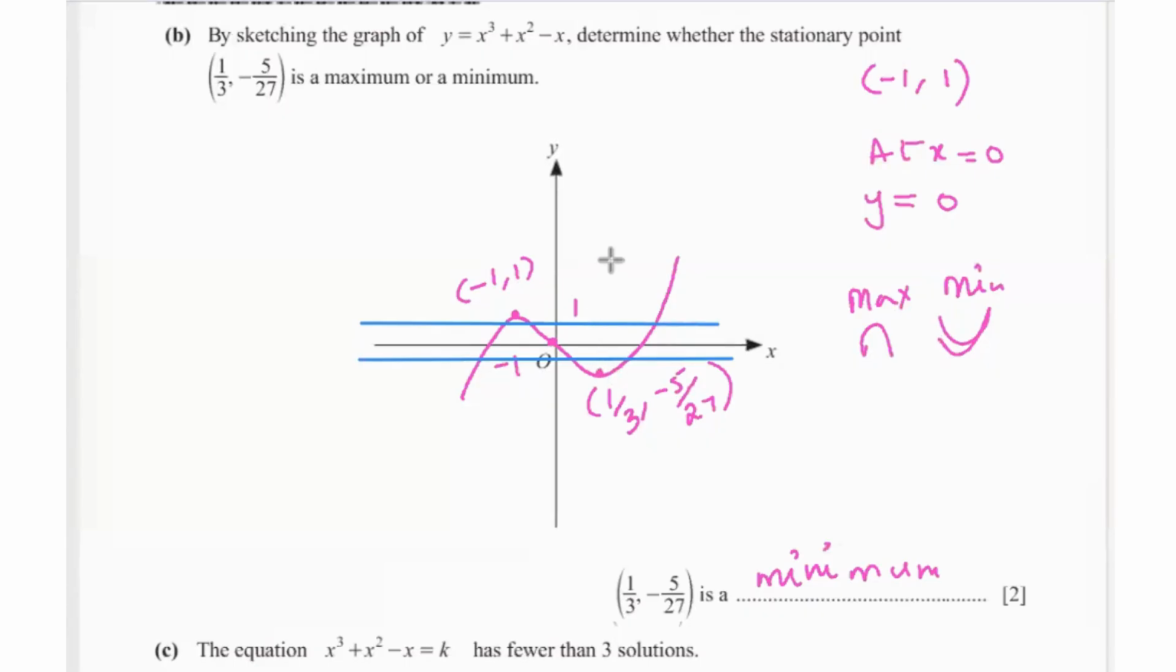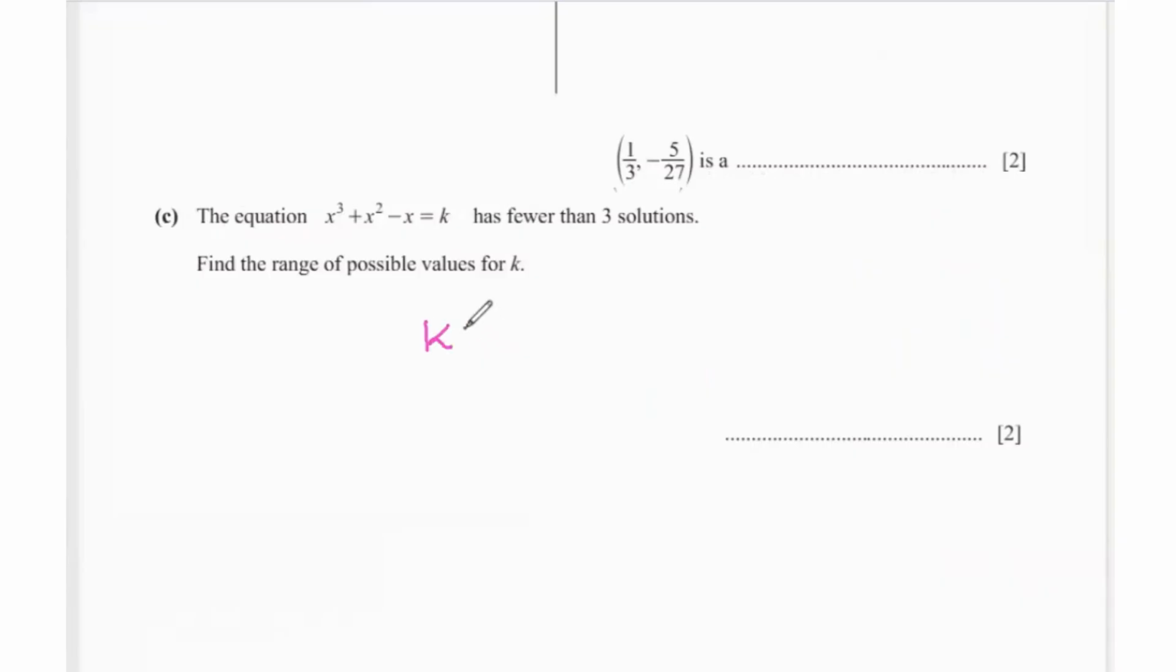So the range of values for k are going to be, k can either be greater than 1 or k can be less than -5/27. So k is greater than 1 or k is less than -5/27. These are our possible range of values for k. Remember that between those maximum minimum points, we could have 3 values for y. But when we reach the maximum minimum value points, we only get 2 values. And above that, it's even less than 2, it's 1. So k can either be greater than 1 or k can be less than -5/27.